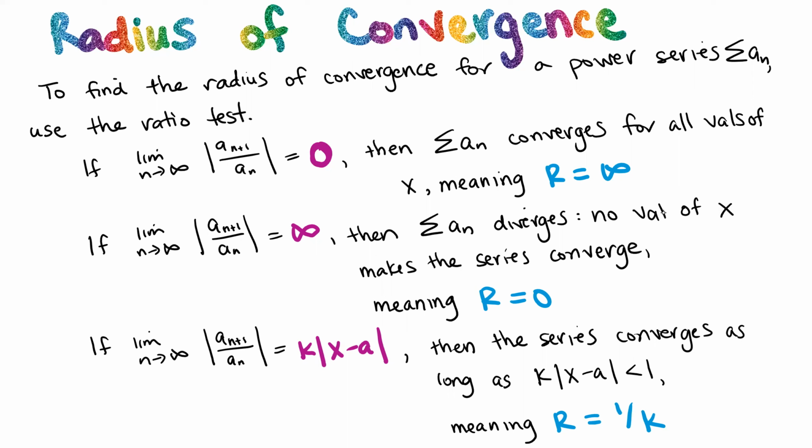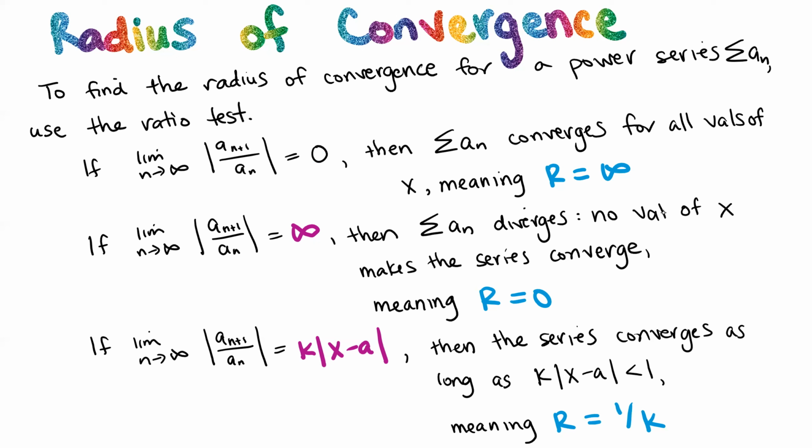So if we end up with the limit of the absolute value of the ratios equal to 0, then that means that the series converges for all the values of x. Now, if the series converges for all the values of x, then that means that our interval goes from negative infinity to positive infinity, so our radius of convergence is infinite.